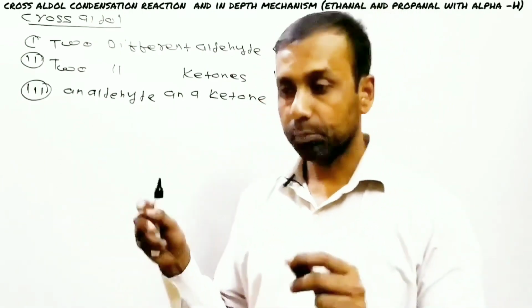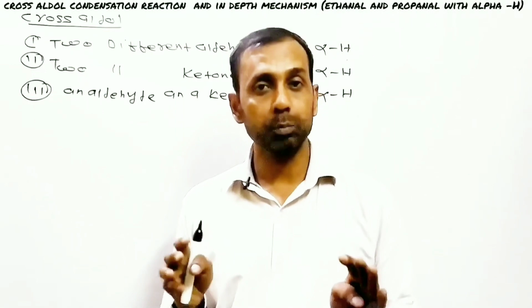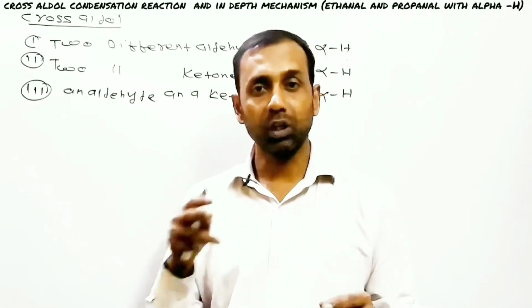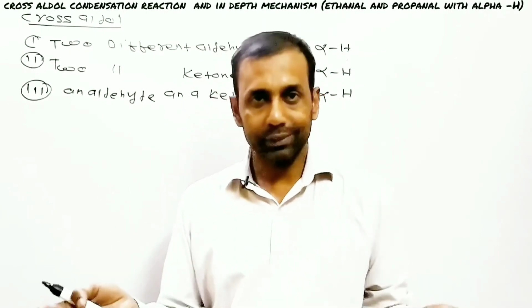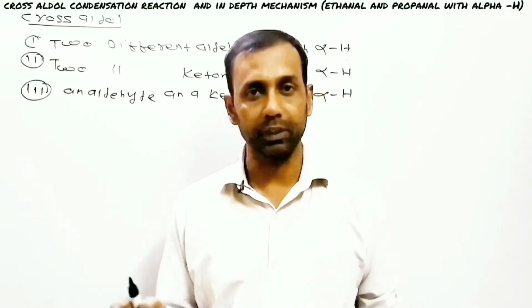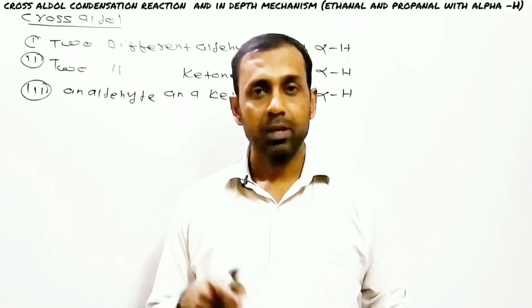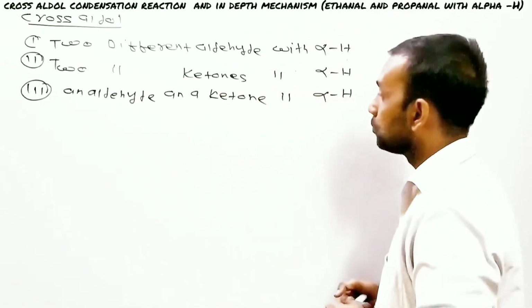Let me repeat. There may be two aldehydes, which should be different. There may be two ketones, they must be different. And there may be one aldehyde and one ketone, and there's no need to mention different because they are already different. But the very important condition is that they should have an alpha hydrogen. So these are the three conditions.